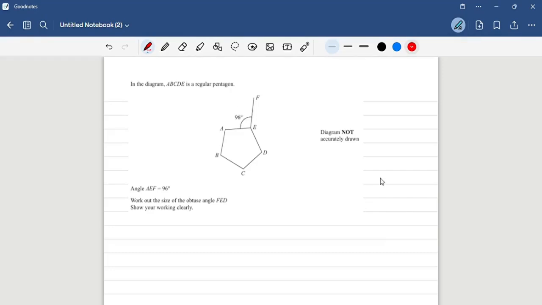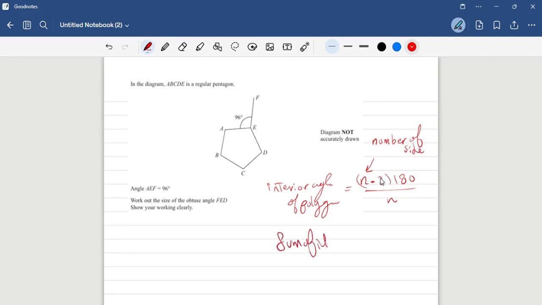Let's start. The first thing we need to understand is the rule of a pentagon, or the interior angle of any polygon. Interior angle of any polygon equals n minus 2 multiply 180, divided by n, where n is the number of sides. If we need the summation of all the interior angles, we only need to cancel n. It will be n minus 2, all multiplied by 180. Is there anything hard about this?